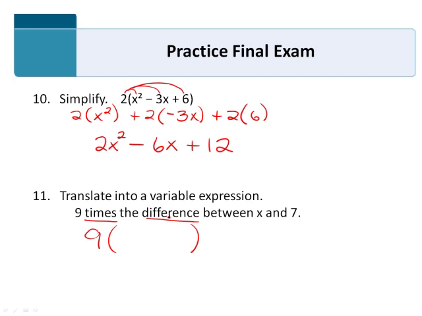Now, difference is subtraction. So you put your subtraction sign there. And you want the subtraction between x and 7. So we have x minus 7. Now, it did not ask us to simplify, so you don't have to do that here. You just have to translate it.